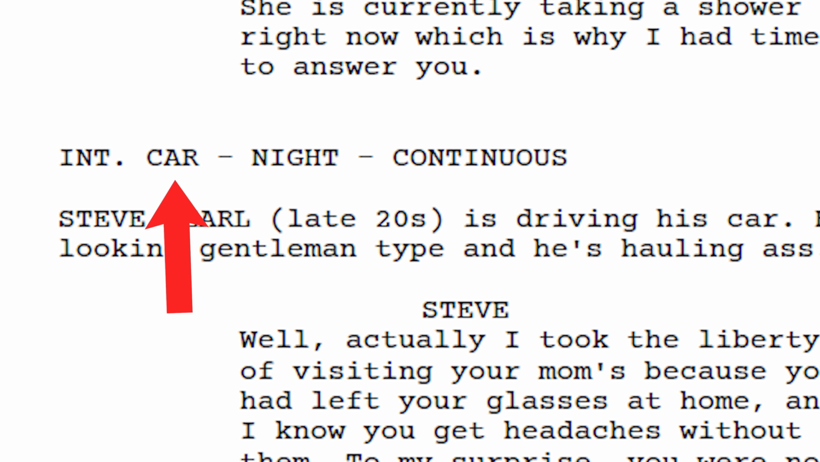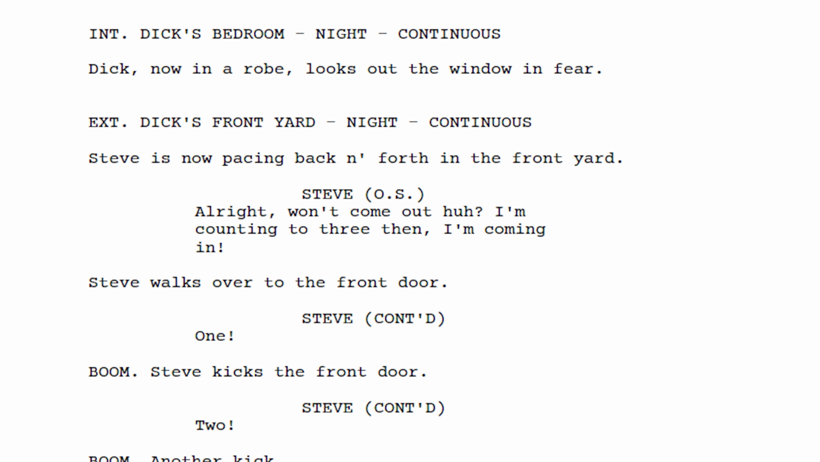Next is the location of the scene. So if the scene, let's say, takes place in a gym, we write gym. If you like to be precise with the location, such as if the scene takes place within a character's bedroom, you could write bedroom dash Mark's home, assuming the character's name is Mark.